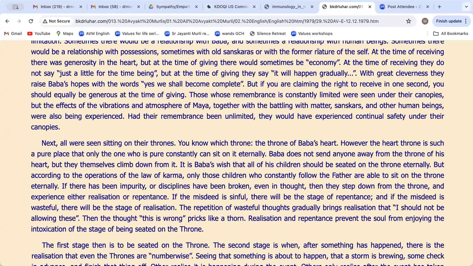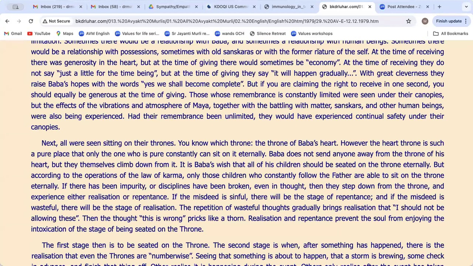Now the throne, which we call in Hindi takht. So Baba says there are many takhts. I think there are three. One is Dil Takht, Baba's heart throne. We'll come to that. And second is the Akal Takht, which we say.